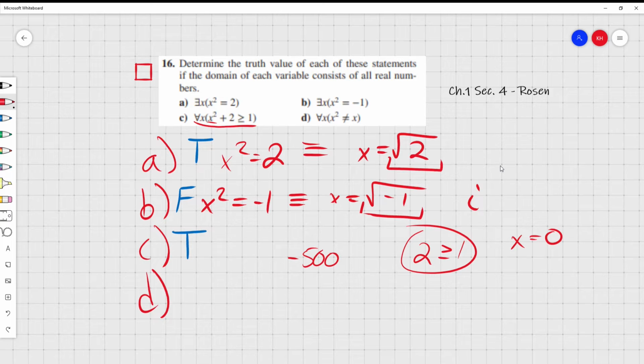For D, for all x, it satisfies that x squared is not equal to x. Is this true? Well, all you need to disprove the entire statement is just one example. 0 squared is equal to 0, right? So then x equals 0 is an x that does not satisfy this truth value, or I guess predicate.